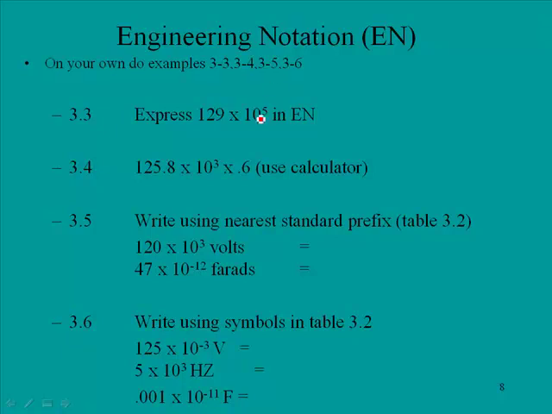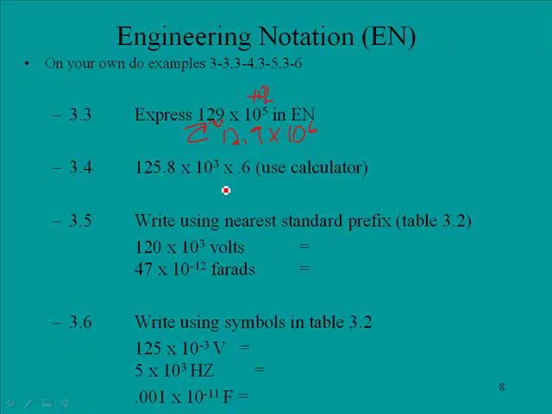So if we're going to increase the exponent by 1, that would mean we would have to move our decimal point 1 place. So we could say 12.9 times 10 to the 6th is the same as this value, but now that it's with this exponent of 6, it is now in engineering notation.